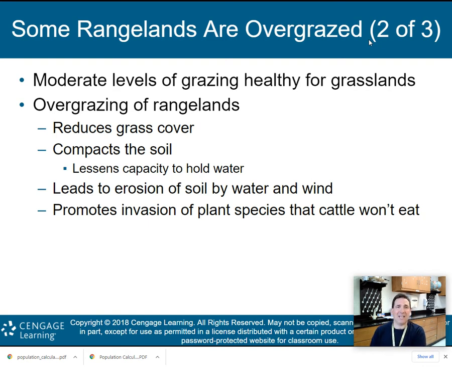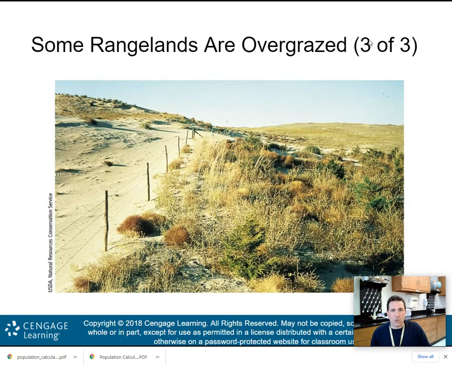Again, moderate levels, great. We're learning in this class that everything in moderation is okay. It's when we start tipping that moderation and going towards the extremes that we end up getting some issues. The same thing applies with these rangelands. It's okay to have some grazing. When you have too much grazing in an area, that's when you begin to have issues.